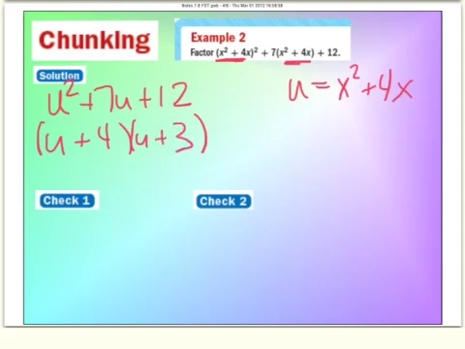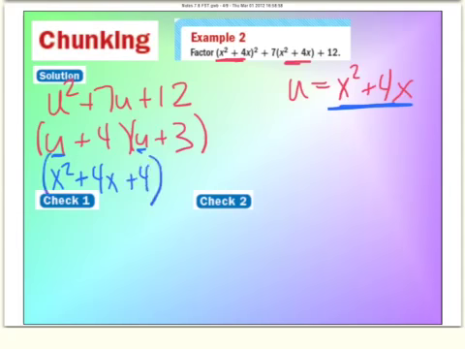But before you finish this problem, you have to realize that u wasn't in the original problem. The letter u we actually replaced with the x squared plus the 4x. So you need to put x squared plus 4x back in where you see u. So go ahead and do that. So we have the u here. I'm going to put the x squared plus 4x, and then don't forget plus 4. And then here x squared plus 4x again, and then plus 3.